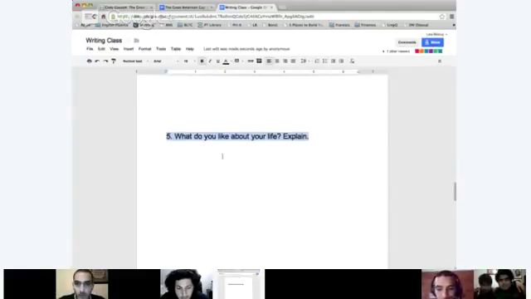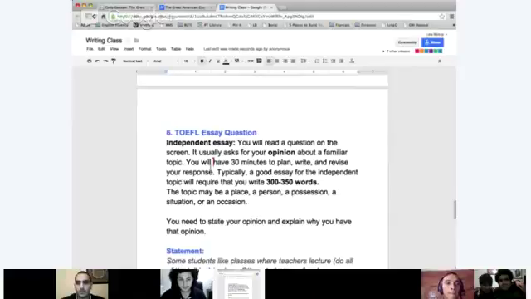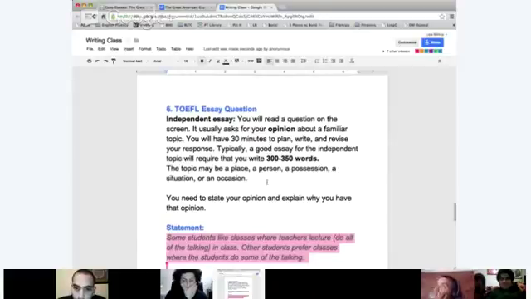Number 5 is, what do you like about your life? So you can pick 1 or 2 things and write a paragraph or 2 explaining some of the things that you like about your life. And then the last one here is the TOEFL essay question. So it's an independent essay, which means you're writing it all by yourself. This I copied from a book that prepares students for TOEFL.